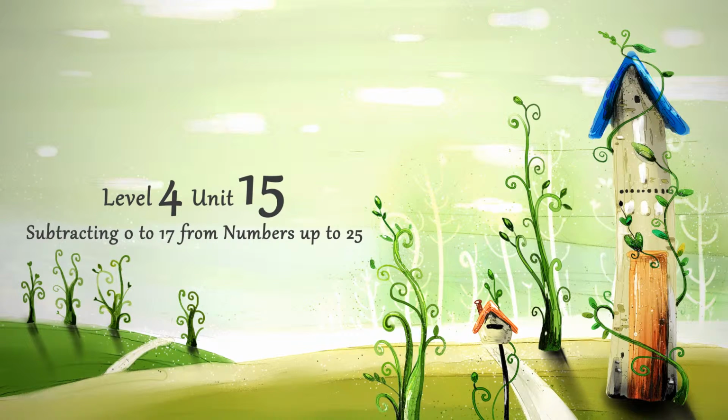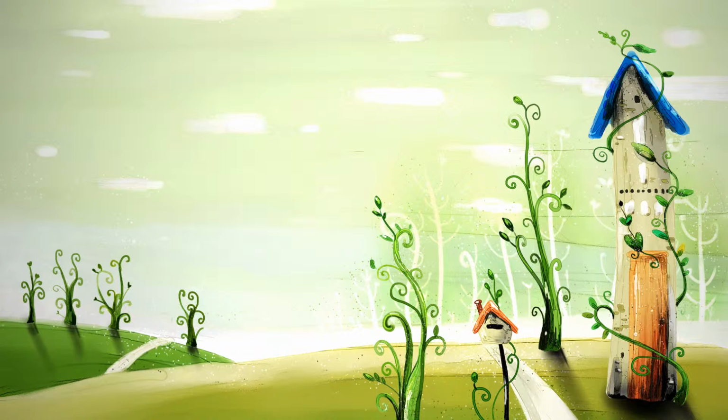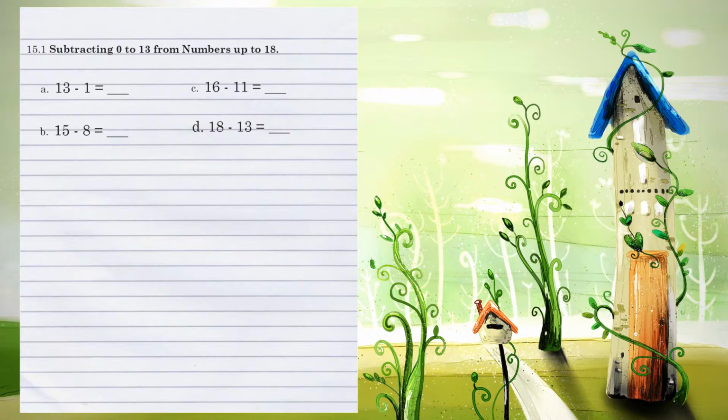Level 4, Unit 15, subtracting 0 to 17 from numbers up to 25. Unit 15.1, here we're subtracting 0 to 13 from numbers up to 18. Let's look at example A, 13 minus 1. If we take 13, we take 1 away, we're going to end off with the answer of 12.